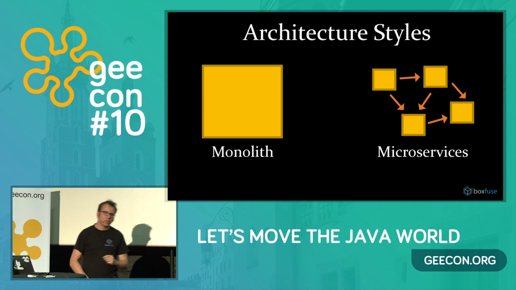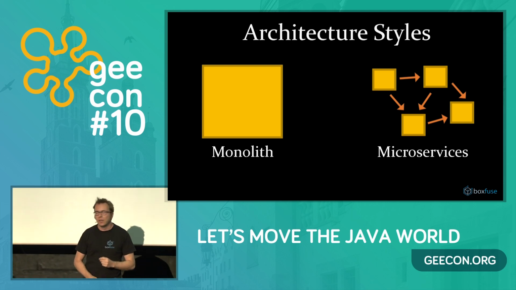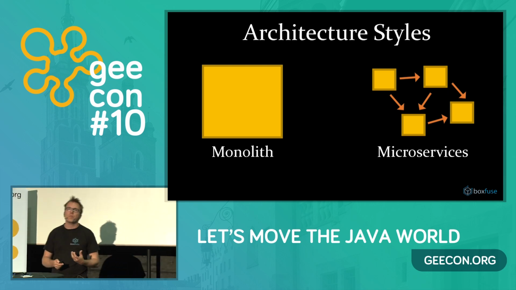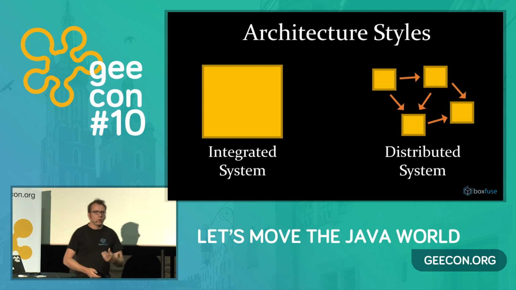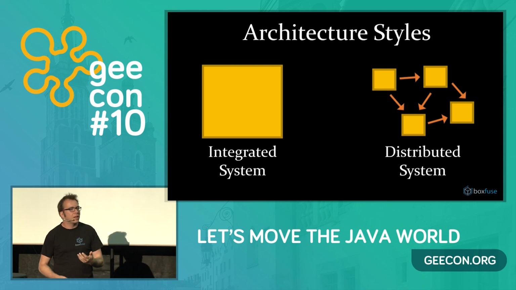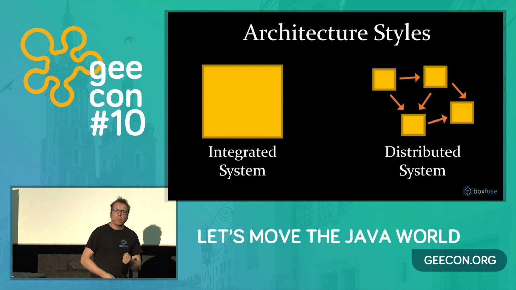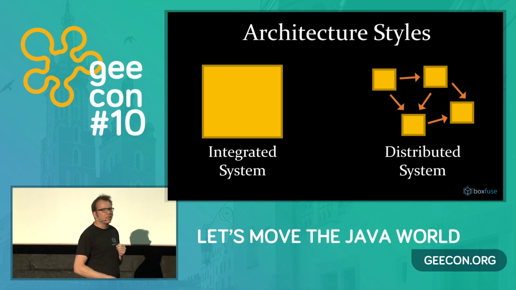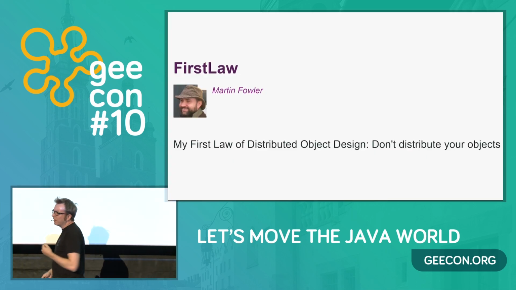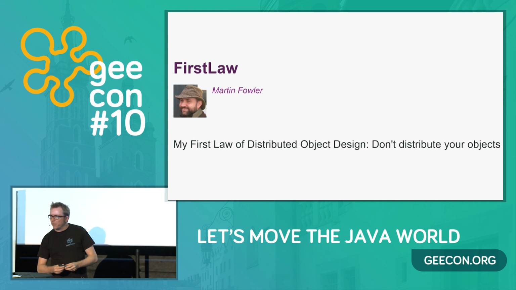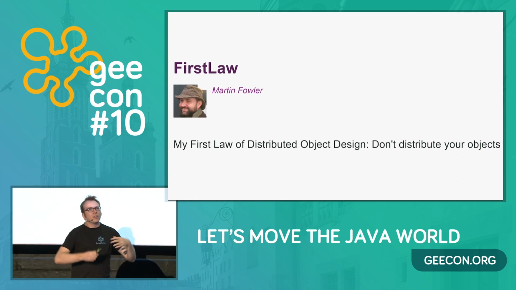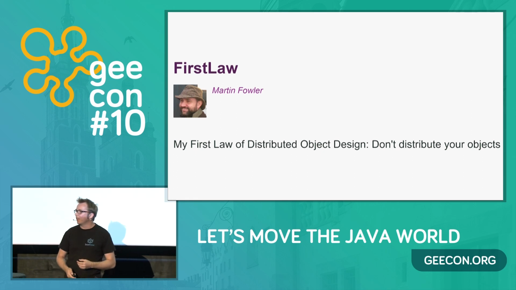Okay. So if we have our monoliths on the one end and our microservices on the other, let's look for maybe a more neutral term to describe them. I like to think of a monolith as an integrated system and microservices as distributed systems. But then again, distributed, I think we heard that before, didn't we? What's the first law of distributed systems again? Right, what does Martin Fowler say? My first law of distributed object design is don't distribute your objects. And I think we have the same thing certainly happening here at the system level.